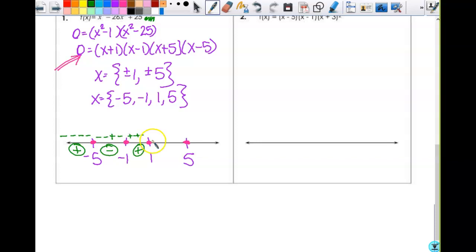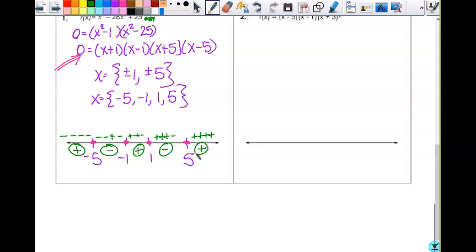Between 1 and 5, I'll pick 2. So that gives me positive, positive, positive, negative, positive, positive, positive, negative. Overall, that's negative. 6 would give me positive, positive, positive, positive. So overall, it's positive. Any questions of where any of that came from or how I figured it out?